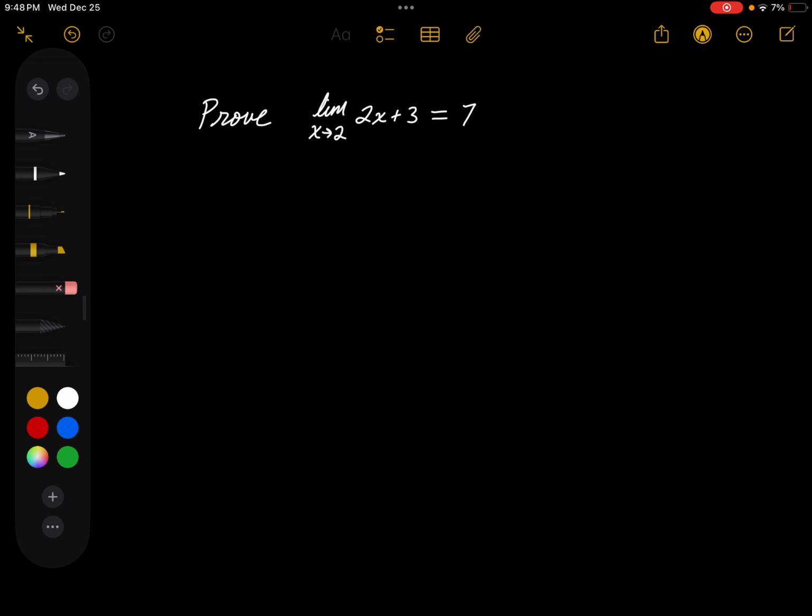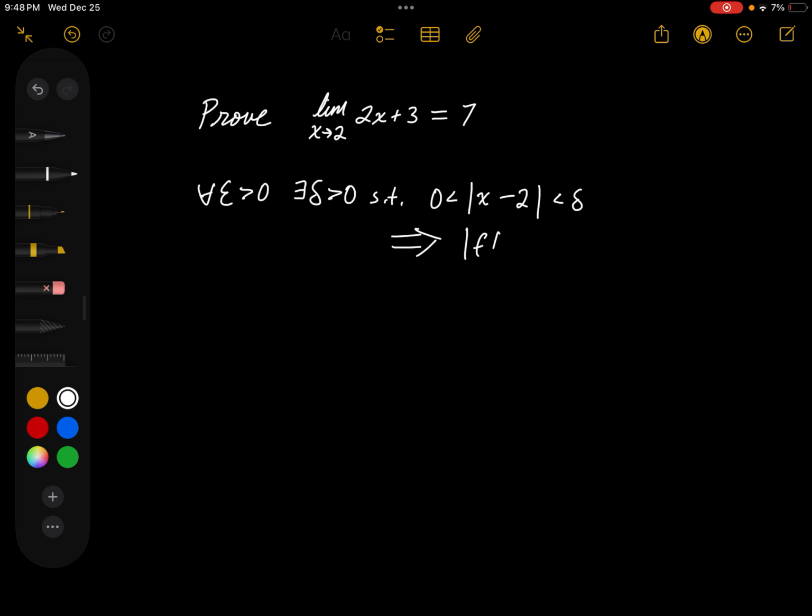We start with the epsilon-delta definition, first of all. So we have for any epsilon greater than 0, there exists a delta greater than 0 such that 0 is less than |x minus the limiting point|, which is 2, should be less than delta, and that implies that |f(x) minus L| is less than epsilon, and I'll label this as rough work.